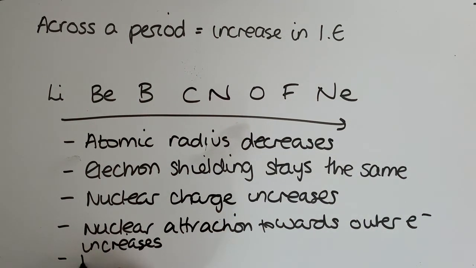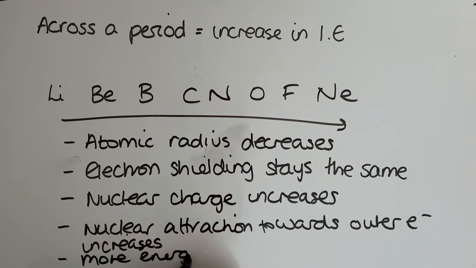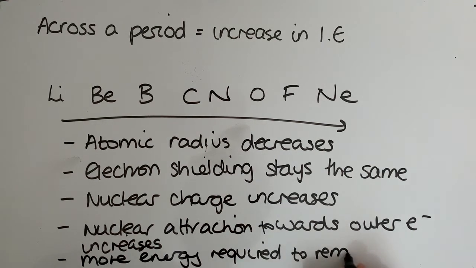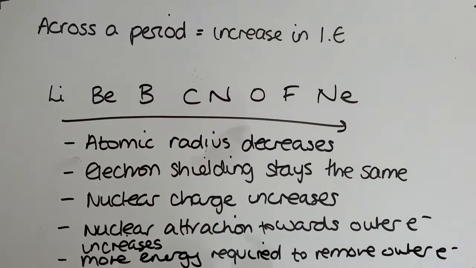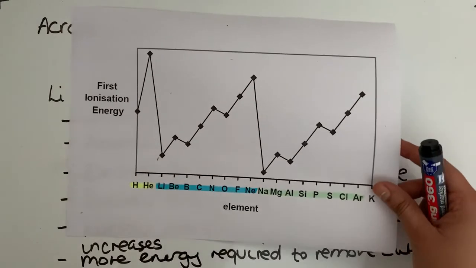So as you go across, more energy is required to remove the outer electron. These again are the points that you should address in an exam when it comes to trends. Think about atomic radius, think about electron shielding, think about nuclear charge. Then make sure you address, has the nuclear attraction towards the outer electron increased or decreased? And therefore, what effect does that have on the amount of energy required to remove the outer electron? So this is the general increase as we go across a period.